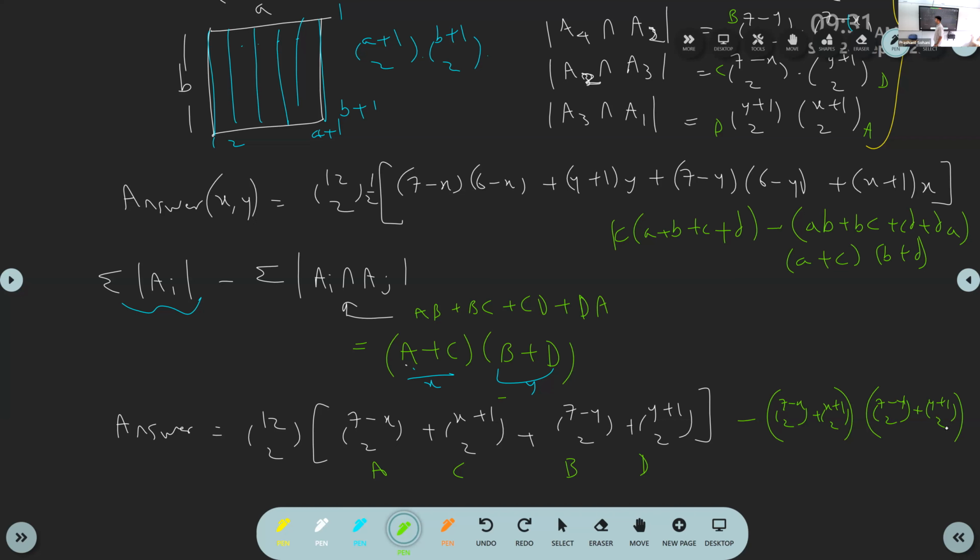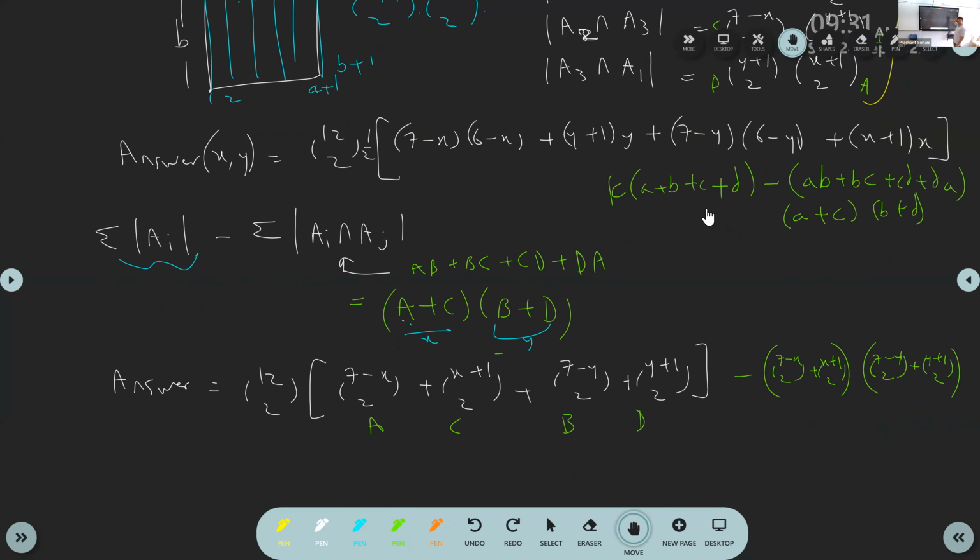And our question now is, we want to maximize this. We want to make the answer as large as possible. So, anything that we can do further to simplify this, to combine this in any way? Any ideas? I think we can simplify it even further, right?